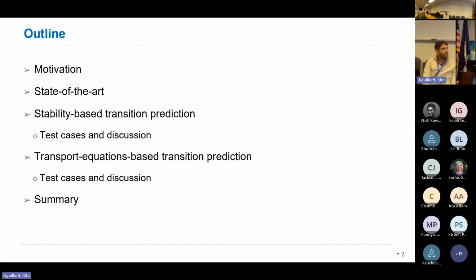So this is how I've structured my talk. We'll get into the motivation and what is the state of the art in terms of transition prediction and modeling, and emphasize two particular approaches which we are focusing on within our group here. One is based on stability-based prediction, and the second approach is through transport equations, more like RANS models. Under each of these topics, we look at some test cases, and through those test cases help identify what the bottlenecks are, how we are addressing them, and what steps we are taking to mitigate those effects and improve that. And then finish with some summary.